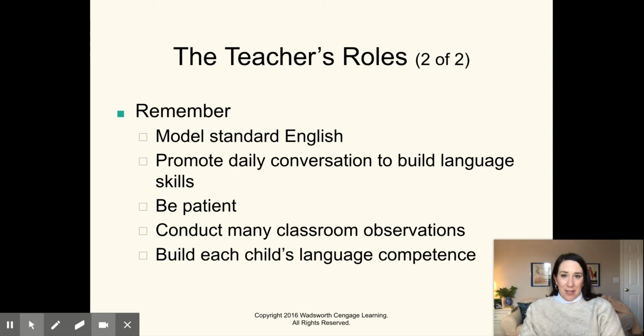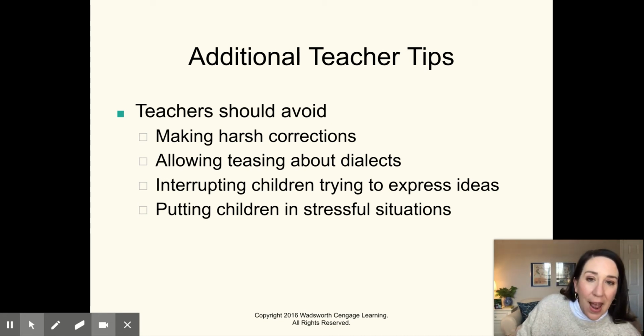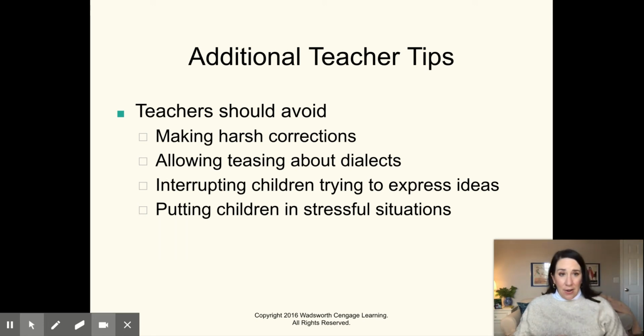You need to be patient. You need to watch and learn how kids are learning and how they're speaking. And you need to take each child individually and build on what they know and where they need to go. Don't make harsh corrections. When children make mistakes in speaking, it's because they're still learning. So having a teacher yell at them for saying something the wrong way is not going to help them say it the right way. Having a teacher who says it the right way, models that and says, oh, is this what you meant? That is going to help them.